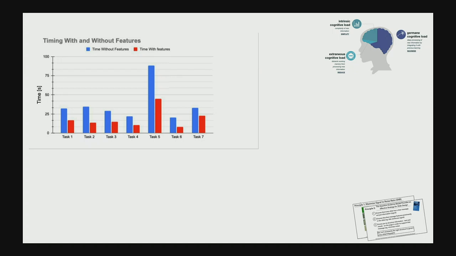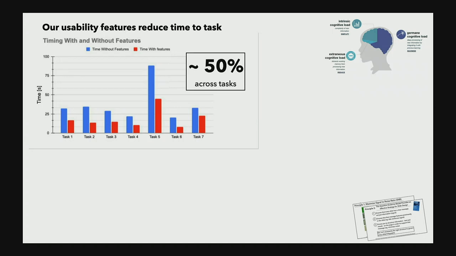Again, even when we're showing just data of task times or response times, you see this time with and without features. This is a chart of users' time completing specific tasks with some features on versus some features off. I can understand this, but if I'm given a title like this, our usability features reduce time to task, up at the top, I already know what I'm looking for, right? And I can see maybe a highlight of the detail that it's approximately 50% across all the tasks, right?